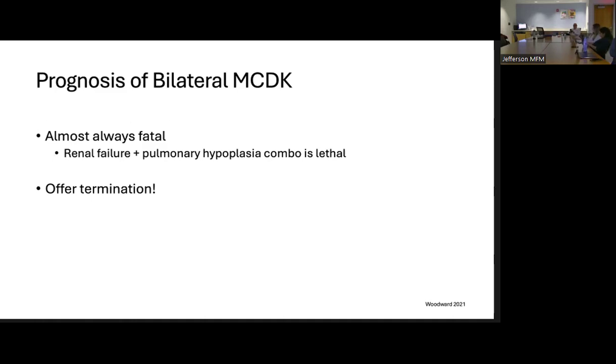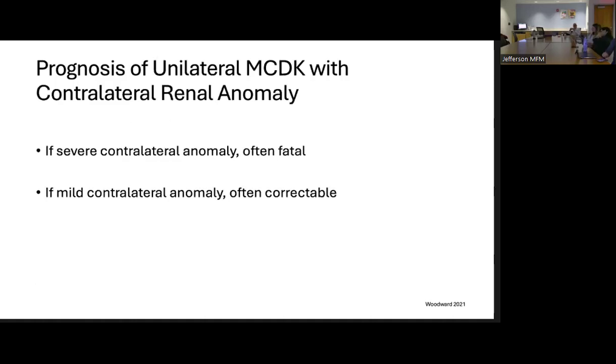So bilateral is almost always fatal. Renal failure and pulmonary hypoplasia combo is a bad combo. You should certainly discuss termination as an option in these cases. And if the patient decides to continue on with the pregnancy, you're obviously monitoring these even more closely than you would a unilateral.